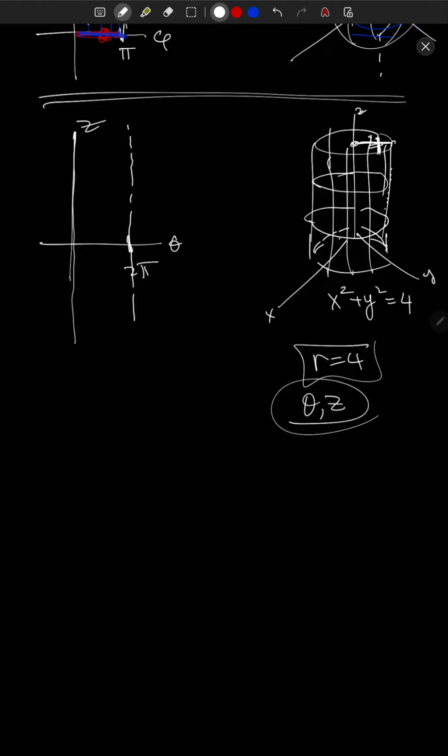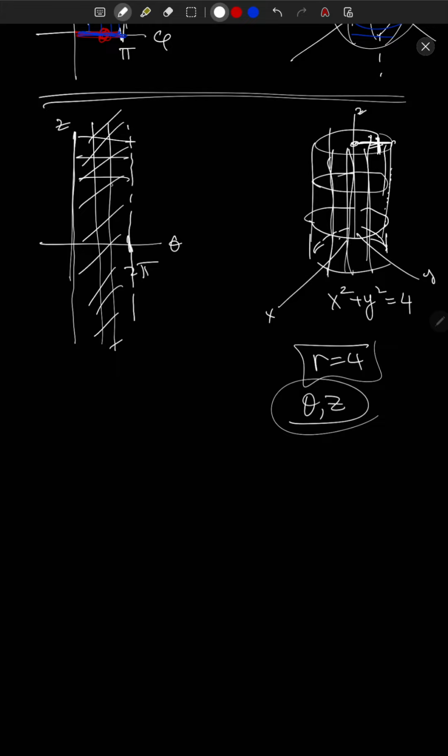And of course z, if we're interested in the entire cylinder, z is unbounded. So z can be anything. So we're interested in this region. And again, a grid like this: these vertical lines would go to the vertical lines here on the actual cylinder, and these horizontal lines in the theta z plane would go to circles in the xy's on the cylinder.